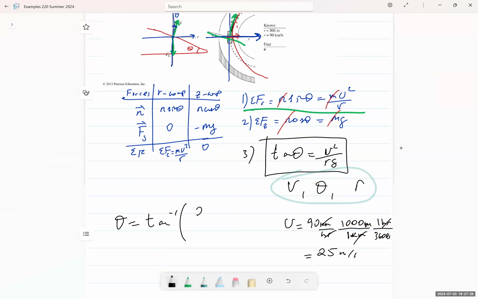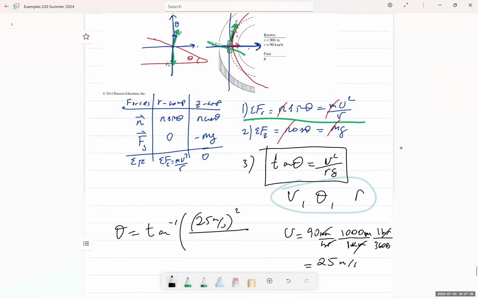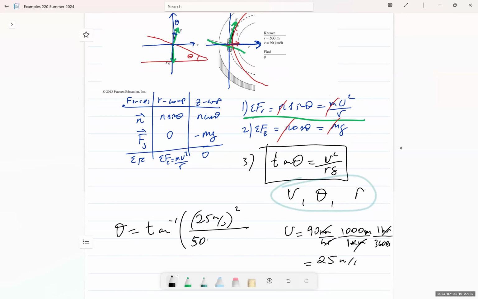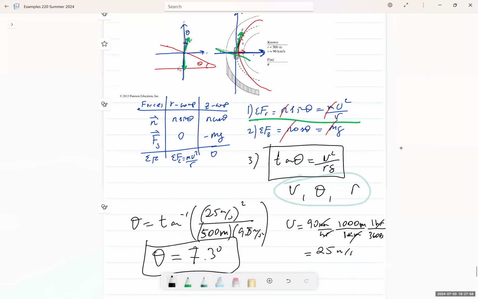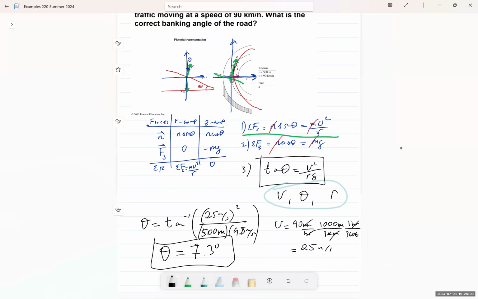Then we come back here: 25 meters per second, squared, divided by the radius, 500 meters, times 9.8 meters per second squared. Theta is 7.3 degrees for this problem. That means if you bank at 7.3 degrees and you're moving at 25 meters per second, the road can be completely covered with ice and you can still successfully make a turn.